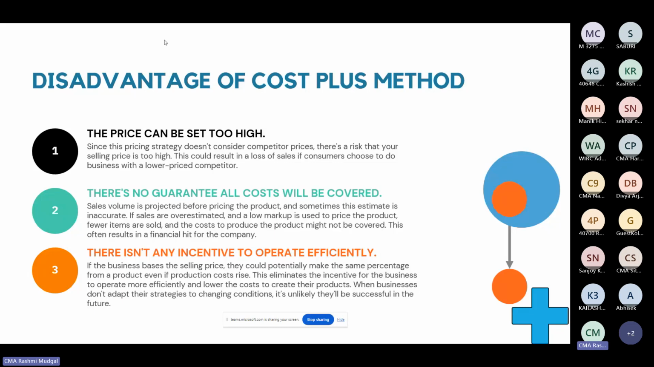When businesses don't adapt their strategies to changing conditions, it's unlikely they will be successful in the future. There is a greater chance that these businesses will not work with the cost plus method, because their data is open. Anyone can use it to improve themselves or to see what you are getting from what. There is no incentive to improve the production cycle or the cost control here, and it is possible that the estimation of projected sales can be lower. So there is a possibility that we will not be able to cover our fixed cost. Again, the price is also very high, so people will tend to move to competitors.